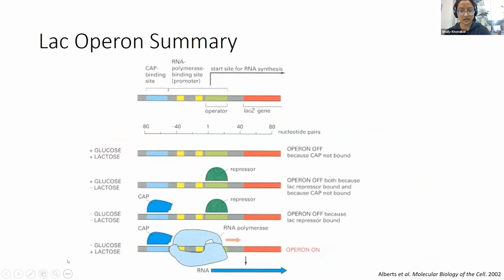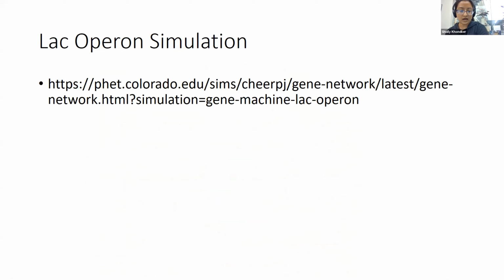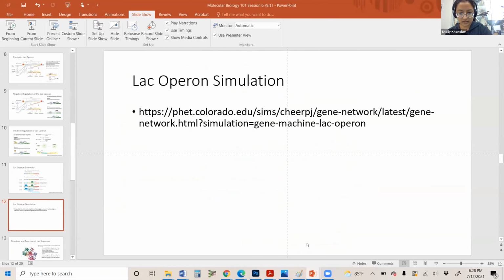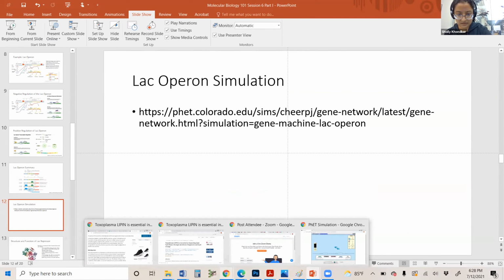So in summary, the LAC operon is activated only when there's low glucose and high lactose. The reason for that is that in high glucose conditions, there's no binding between the CAP protein and the LAC operon, and in low lactose conditions, the LAC repressor is bound to the operator sequence. So I'm going to go through a simulation of this now so you can visualize it better.